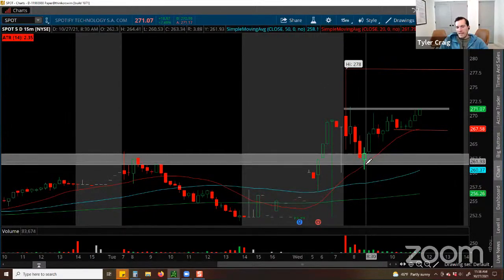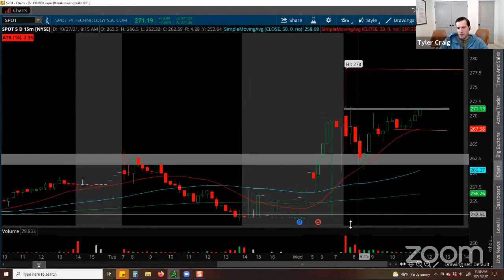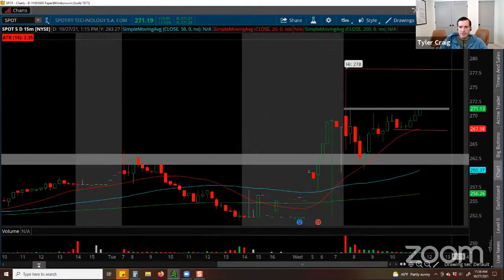Well, and I would also add it held the old resistance. It became support, right? The retest intraday shows that buyers showed up. So far, impressive.